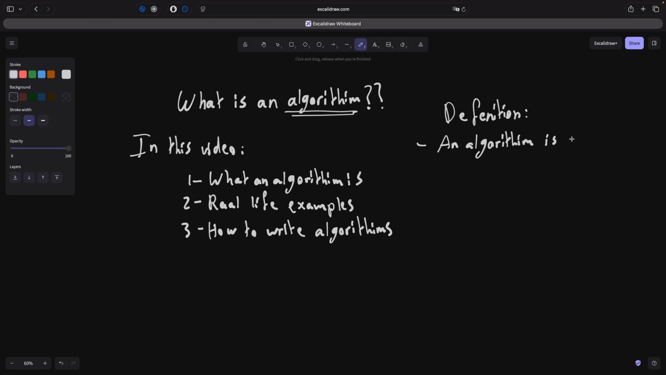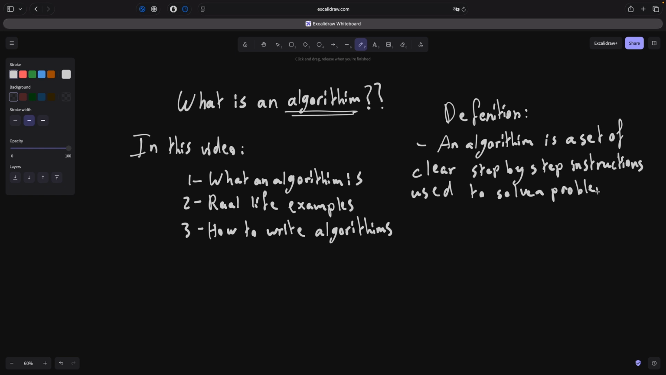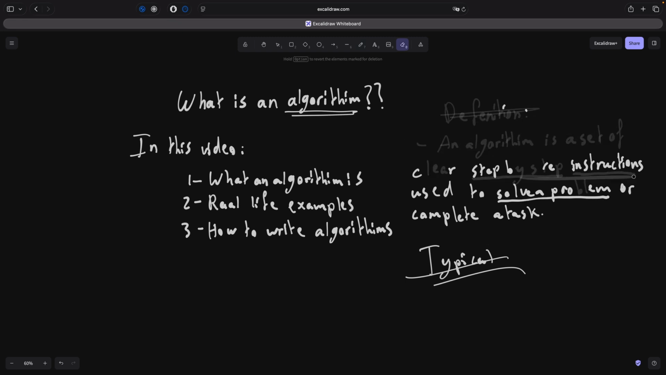An algorithm is a set of clear, step-by-step instructions used to solve a problem or complete a task. Think of it like a recipe. When you follow a recipe, you follow instructions in a specific order to get a result. Algorithms work the same way, except instead of cooking food, they help computers solve problems. In exams, a typical definition might be: an algorithm is a sequence of logical instructions used to solve a problem.